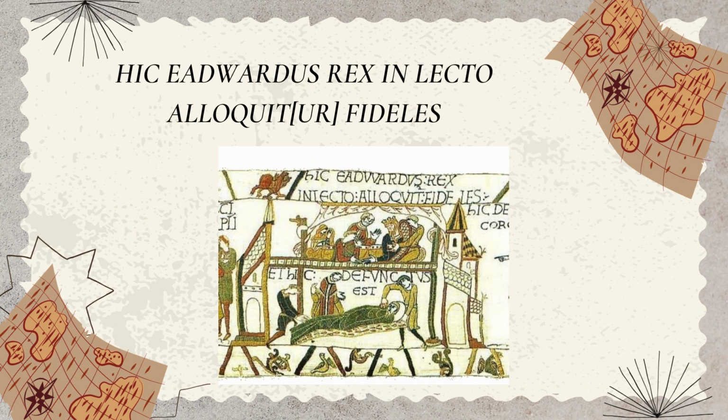Then on the next one, you have Hic Eduardus Rex in lecto alloquitor fidelis. So here, right, King Edward in bed, right? So in lecto, he's lying down. He alloquitor fidelis. He speaks to his faithful, right? So he hasn't quite died yet, but it's showing him talking to his faithful crowd. And kind of telling them he's going to die. The fideles, or his faithful, is kind of the way to translate it. Sort of his faithful followers. Remember, he doesn't have an heir.